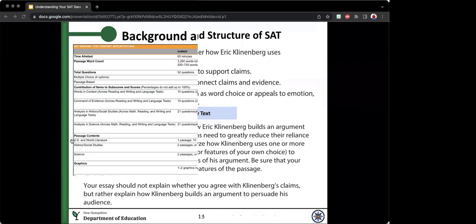Okay, so reading passages. There are 5 reading passages on the SAT, which include 4 standalone and 1 pair of passages that you read together. They are between 500 and 750 words, and they are drawn from any of the following types of documents. They could be drawn from a literary passage, which would be a work of fiction.